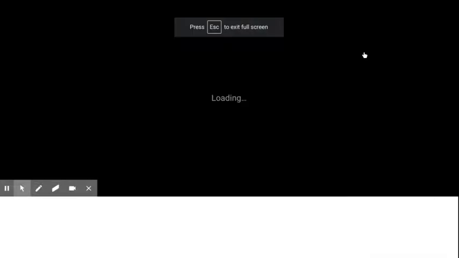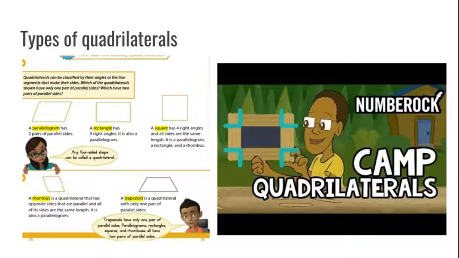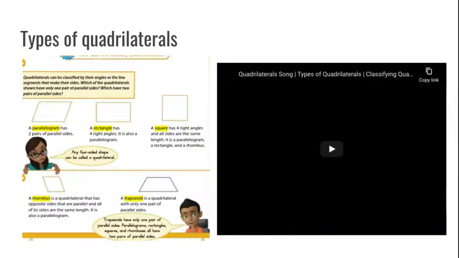Hey everybody, it's Wednesday. We're on a new math lesson for today. We've been talking about different kinds of lines all week. We've been talking about points and line segments and rays and parallel lines and intersecting lines and perpendicular lines and all of those fun things. So today, it's going to help us when we do our lesson on types of quadrilaterals.